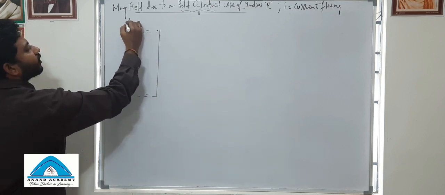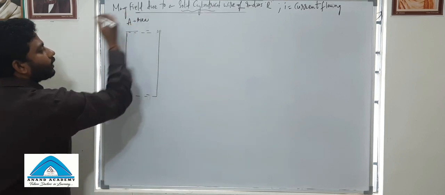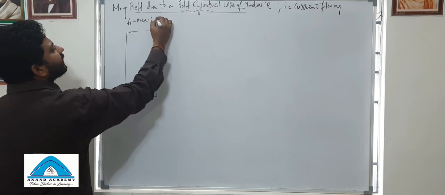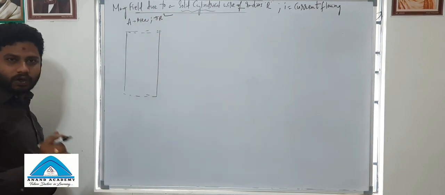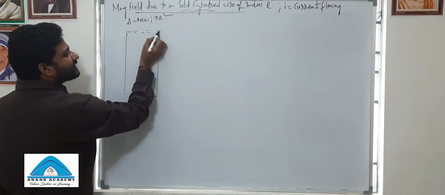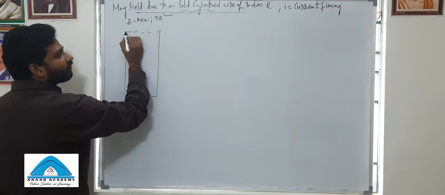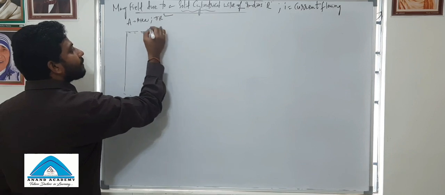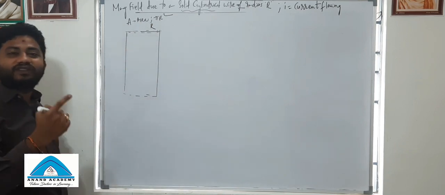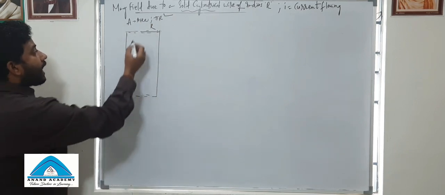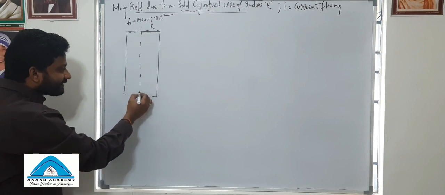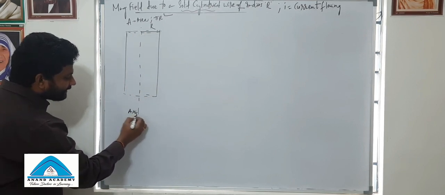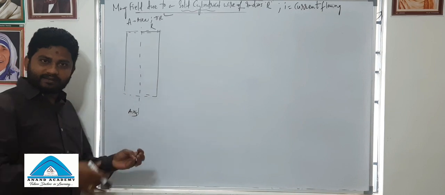having the area of cross section A. The area is pi r square, because I am talking about the area of this cross section. Capital R is the radius of this cylindrical wire, and this is called the axis of the cylinder, the central axis.